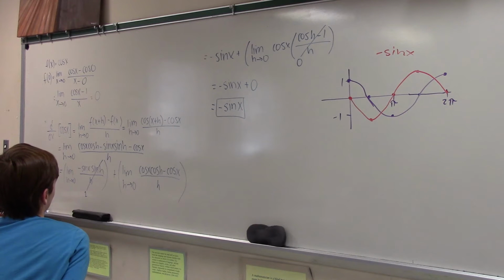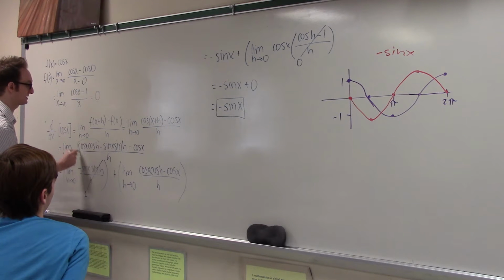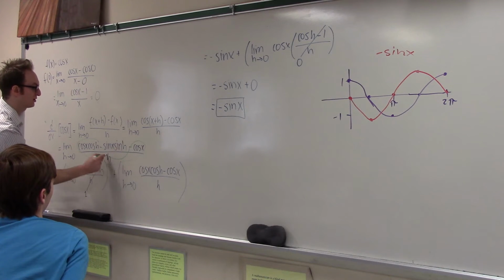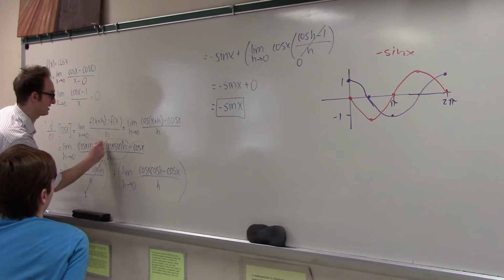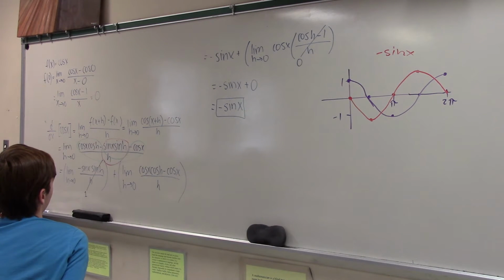Boom, boom. And now she does a whole bunch of algebra all at once, splitting this limit up, taking the first and third term on the one hand and the second term on the other hand. Sorry, I'm making your thing kind of messy now. So what we get is the limit as h goes to 0 of negative sine x sine h over h, and the limit as h goes to 0 of cosine x cosine h minus cosine x over h.